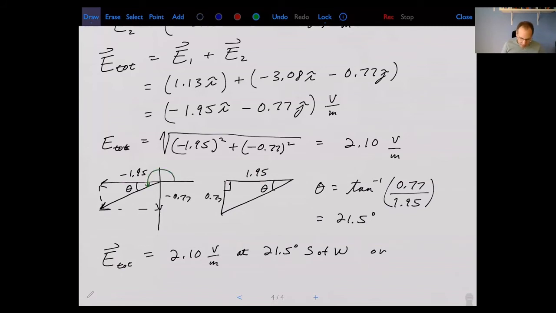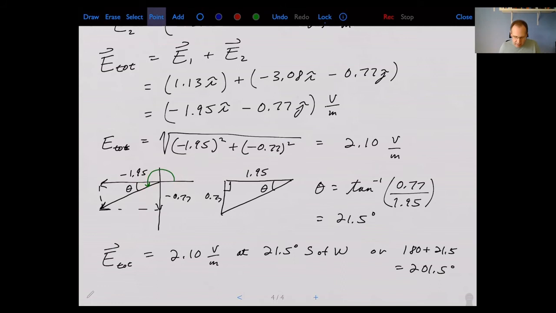And then you just have to add 180, right? So that would be 180 plus 21.5, which is 201.5 degrees. So you could either say the total electric field is 2.10 volts per meter at 21.5 degrees south of west, or you could just give one particular angle and it's implied that it's measured from the positive X counterclockwise.